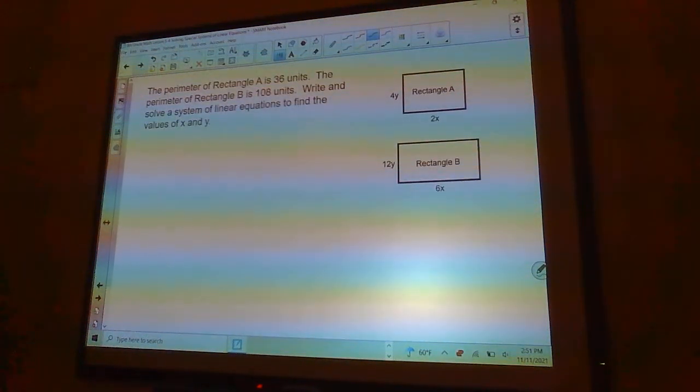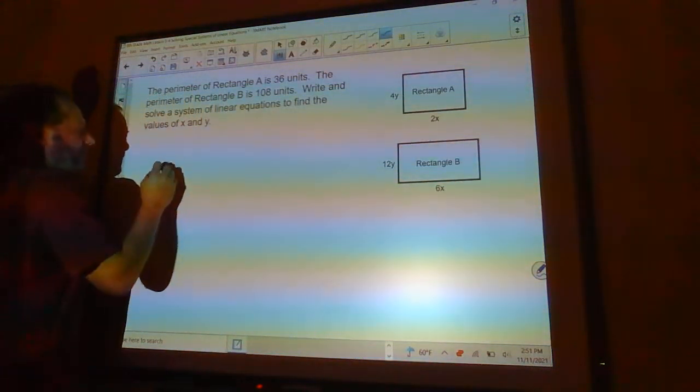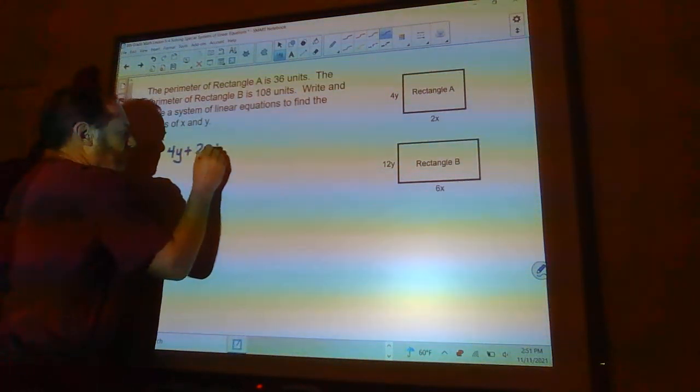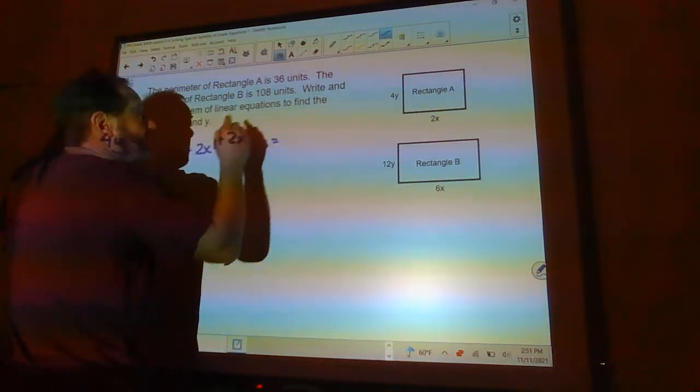Okay, a perimeter of rectangle A is 36 units. The perimeter of rectangle B is 108 units. Write and solve a system of linear equations to find the values of x and y. Okay, so perimeter. So rectangle A is going to be 4y plus 2x plus 4y plus 2x is going to equal 36.